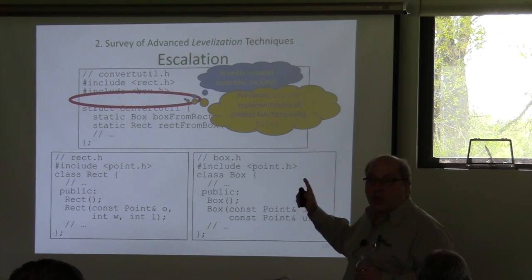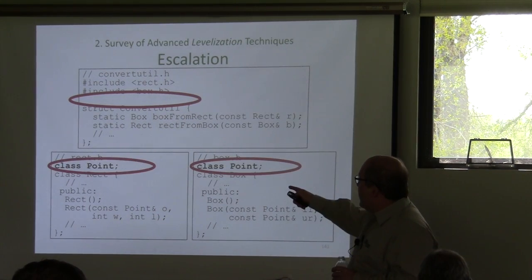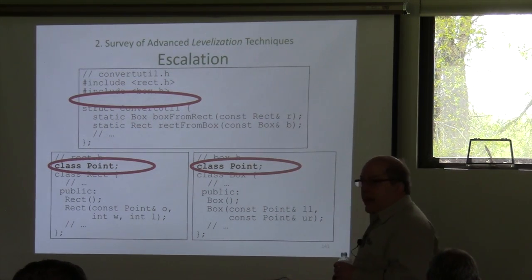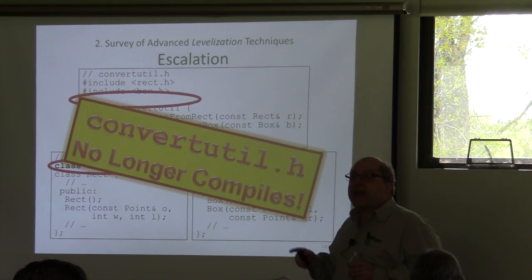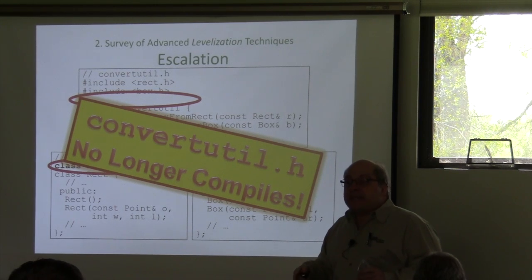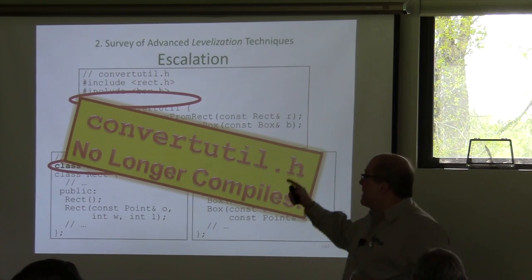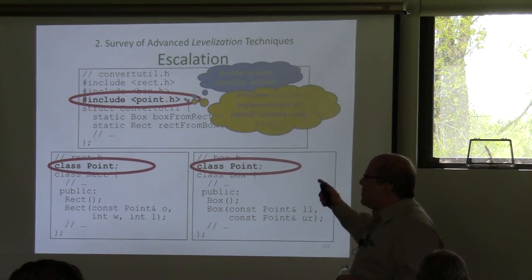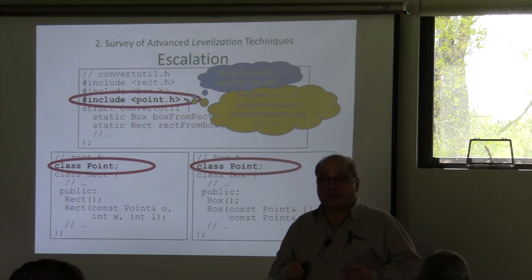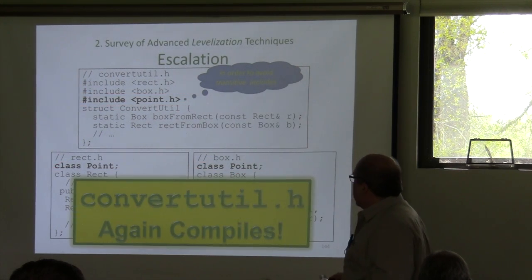This still compiles and works just fine until one fine day we insulate point from clients of rect and box. And then that no longer compiles. This happens all the time. I can't tell you how often this happens. Code breaks for no reason because somebody downstream changes their implementation, not their interface, and code upstream breaks because they violated this rule. The rule is if you use something directly, include it directly, then you're unbreakable. Does this make sense? Okay.